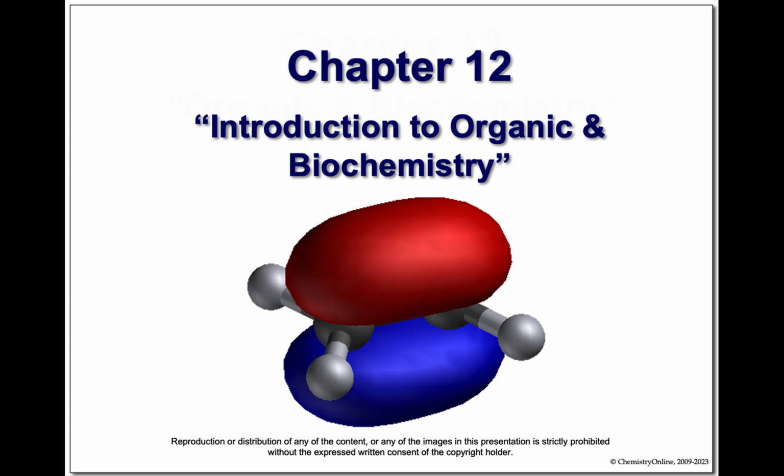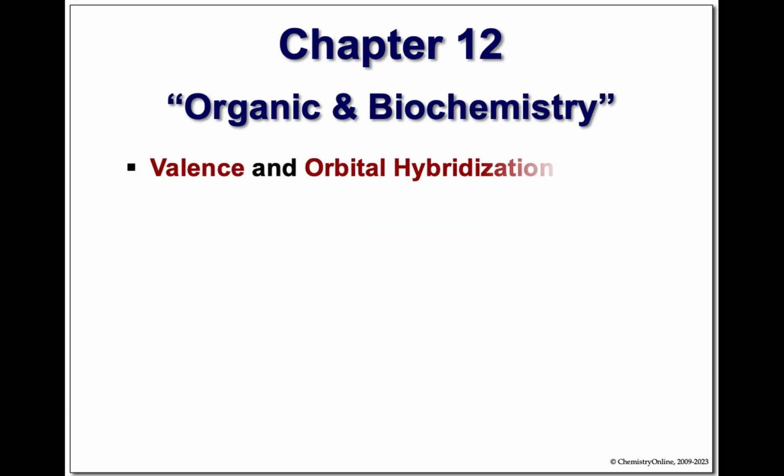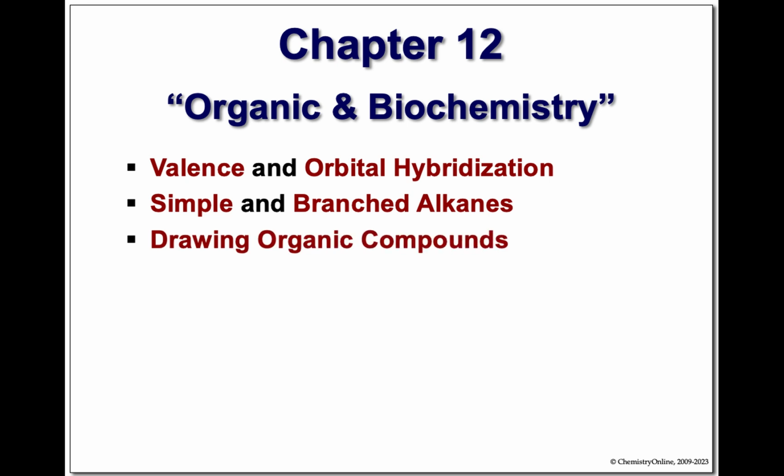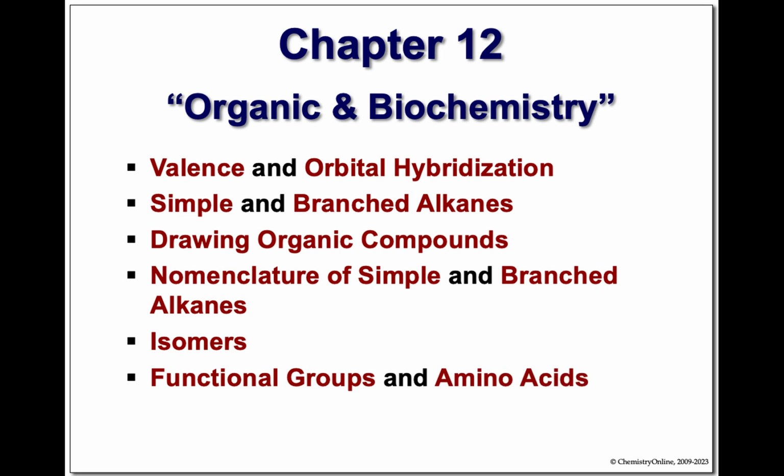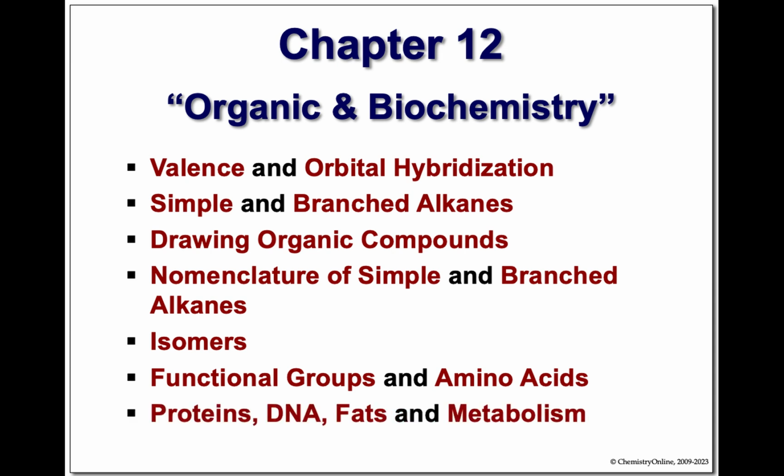Today we're going to start off by talking about valence and the concept of orbital hybridization. Simple and branched alkanes. We're going to learn how to draw simple organic compounds, nomenclature, isomers, functional groups, amino acids. Then we'll talk a little bit about proteins, DNA, fats, and metabolism.